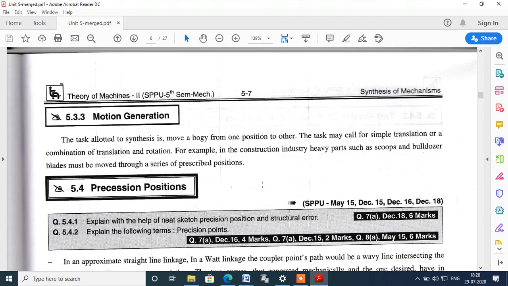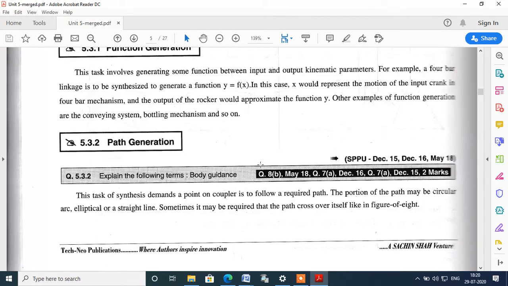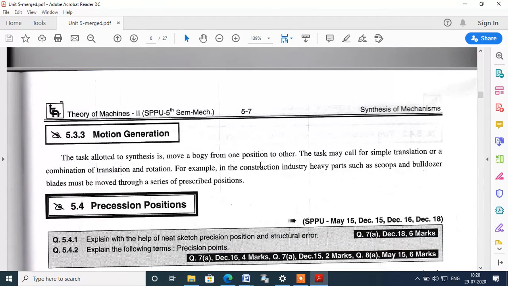And in motion generation, the last task allotted to synthesis is to move a body from one position to another. The task may call for simple translation or a combination of translation and rotation. Here, for example, in the construction industry, heavy parts such as scoops or bulldozer blades must be moved through a series of prescribed positions. So these are the tasks of synthesis. That is, here we have studied function generation, path generation, and motion generation.